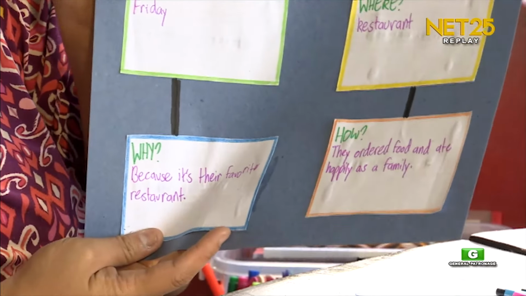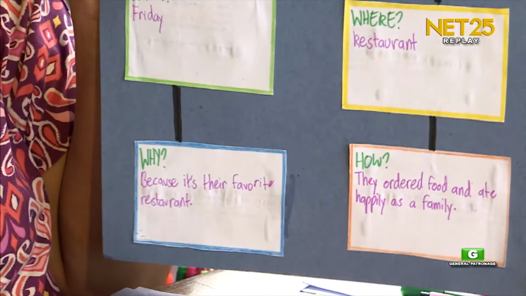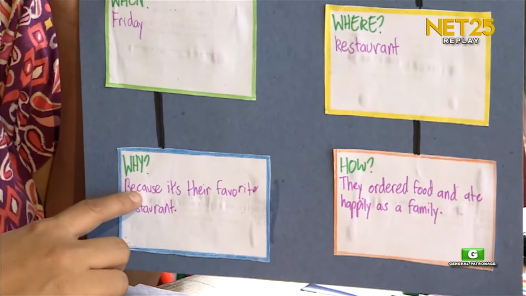Because it's their favorite restaurant. All right. But Abby, remember, when we make a sentence, we don't start with a conjunction or a because. So, how can you make it into a full sentence? Who went to the restaurant? Emma's family. Emma's family. So, Emma's family chose this restaurant. Why? Because it's their favorite restaurant. Can you put those two phrases together to form a sentence? Emma's family went to the restaurant because it's their favorite restaurant.